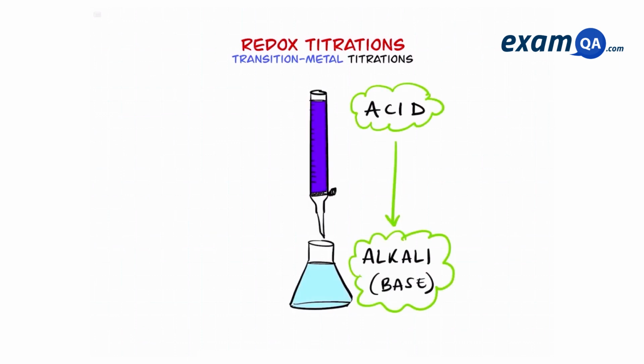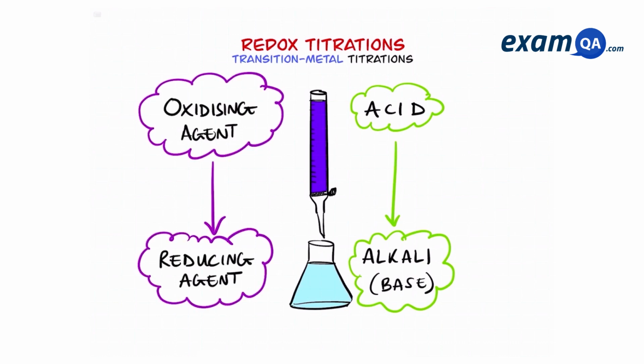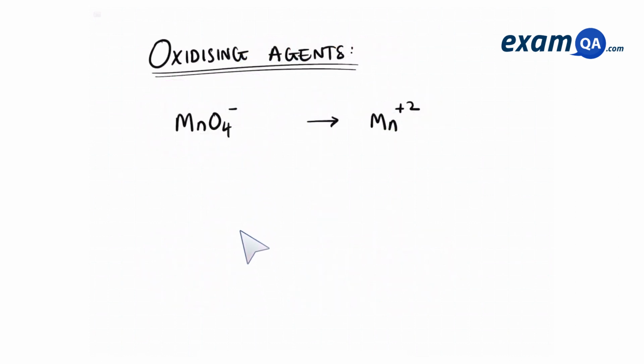However, in redox titrations, we're not going to be reacting an acid with a base. Instead, we're going to be reacting an oxidizing agent with a reducing agent. So just like we had to know some acids and bases, let's get to meet some oxidizing and reducing agents. Manganate, MnO4-, is the most common one that we'll be using in A-level chemistry. Manganate, because it's an oxidizing agent, will get reduced from MnO4- to Mn2+.